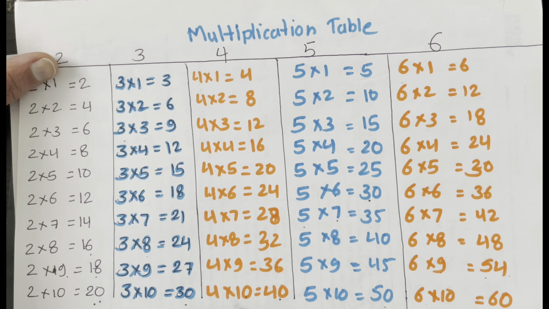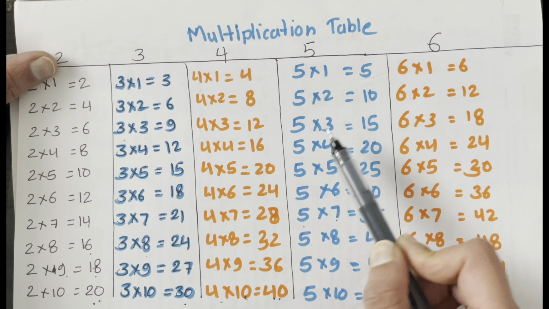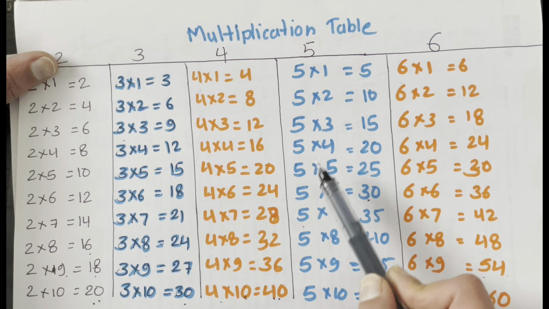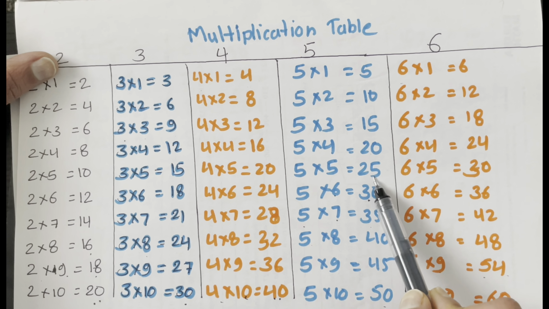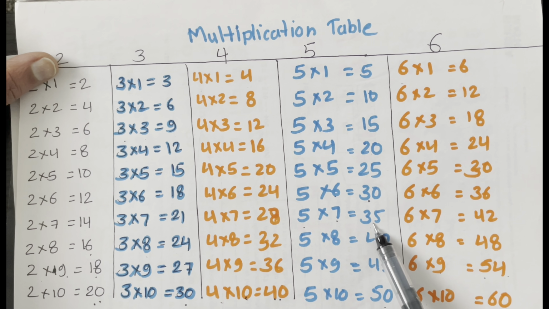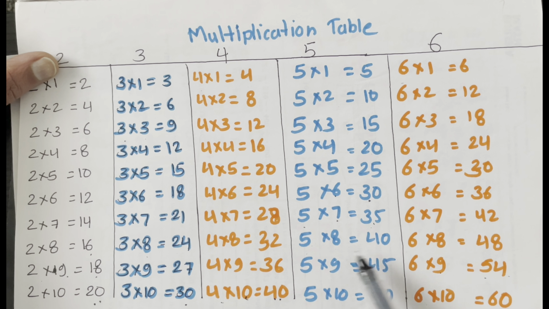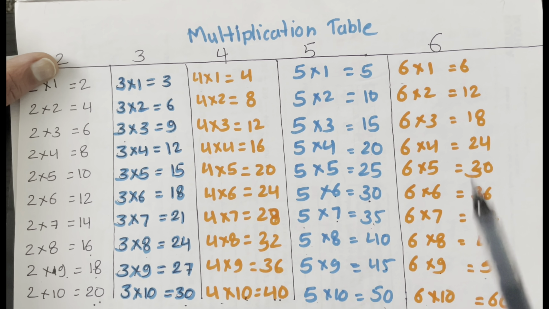Table of 5. 5 times 1 is 5, 5 times 2 is 10, 5 times 3 is 15, 5 times 4 is 20, 5 times 5 is 25, 5 times 6 is 30, 5 times 7 is 35, 5 times 8 is 40, 5 times 9 is 45, 5 times 10 is 50.